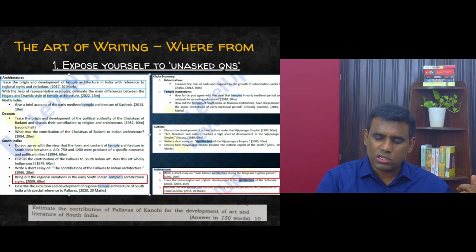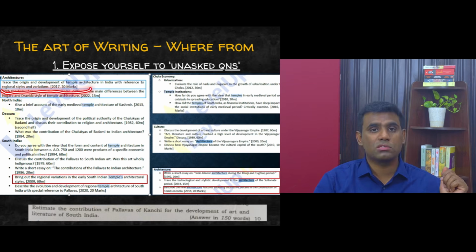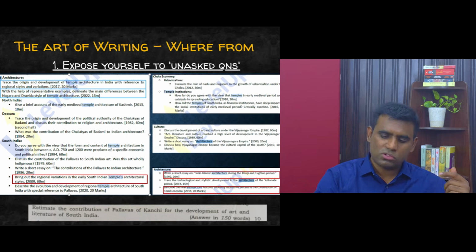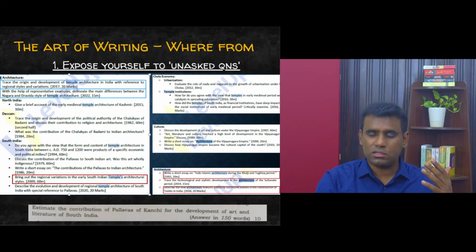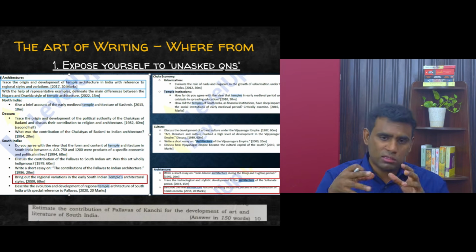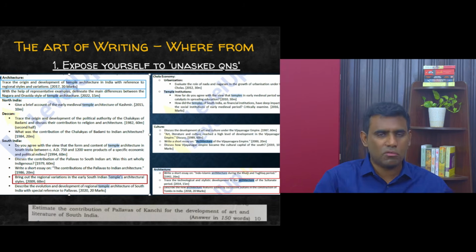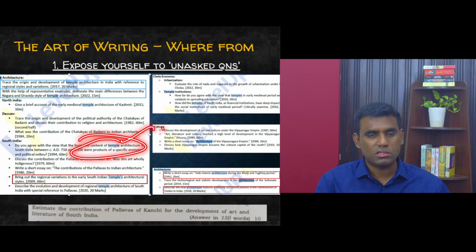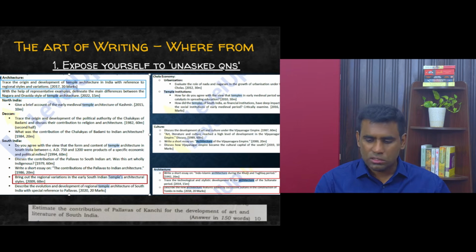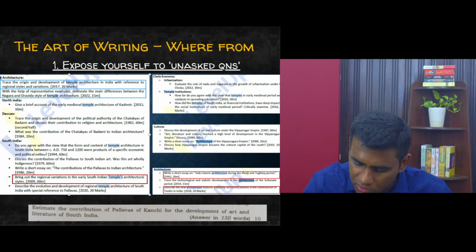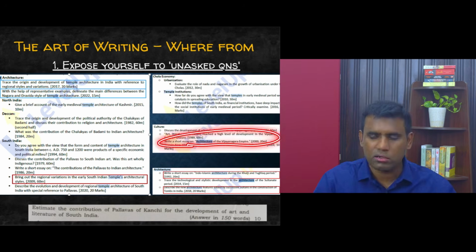One is: trace the origin and development of temple architecture in India with reference to regional styles and variations. Right? So you have to talk about Dravidian style, Nagara style, Vesara style, but even within that you have to talk about in Nagara style, what are the different variations? In Dravidian style, what are the different variations? Then you have a question on development of temple architecture in the Pallava period. That's a type of question that was asked. Then there is a question asked on architecture of the Vijayanagara Empire.